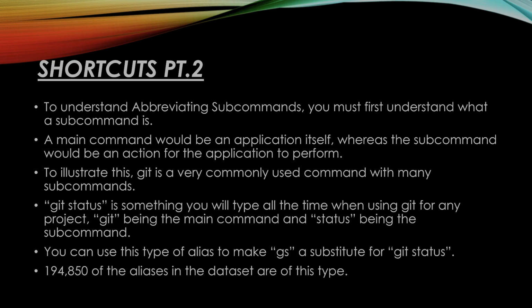The second part of shortcuts now: in order to understand abbreviating subcommands, you first have to understand what a subcommand is. A good way of visualizing this would be that the main command is an application you're using, whereas the subcommand is an action that you want it to do. To illustrate this, git is very commonly used with quite a lot of subcommands. Git status is something that you'll use all the time. Git here would be the main command, and status would be the subcommand. You can make gs a substitute for git status, so as opposed to typing out two separate words, you can just make it two letters.